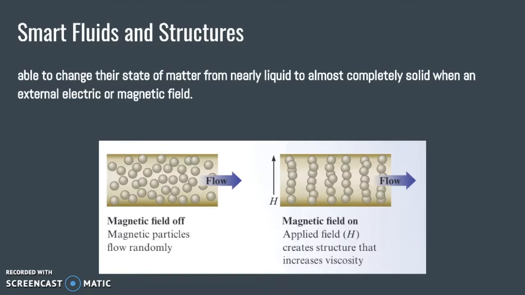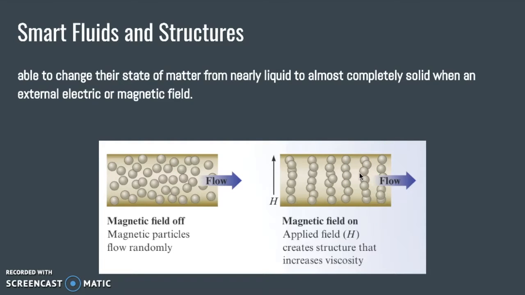Smart fluids are able to change their state of matter from nearly liquid to almost completely solid when an external electrical or magnetic field is applied. Its structure can change in the following way under such circumstances. As you can see in this picture, when the magnetic field is off, the magnetic particles flow randomly like they would in liquid form. However, when the magnetic field is on, the applied field creates a structure that increases viscosity. Thus, the smart fluid actually acts like a solid.